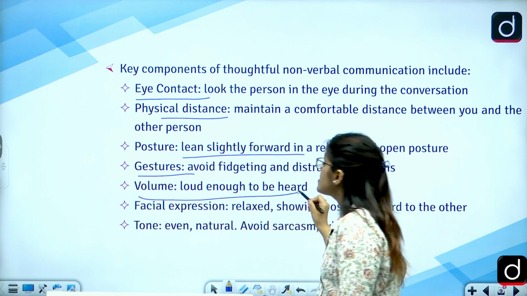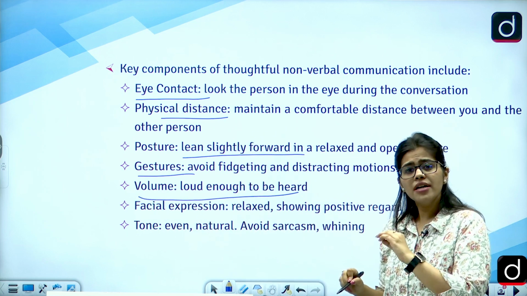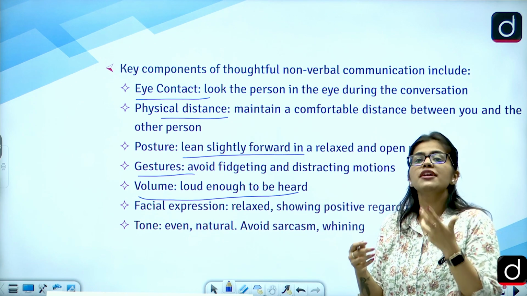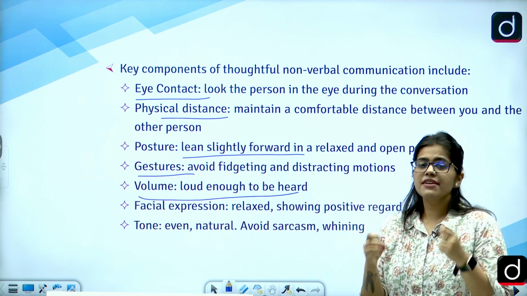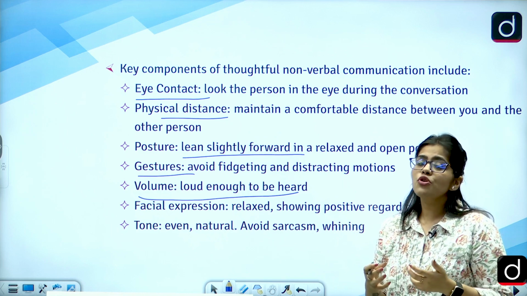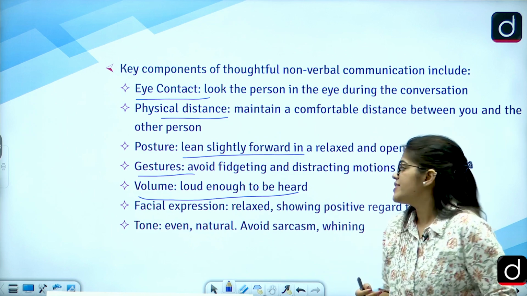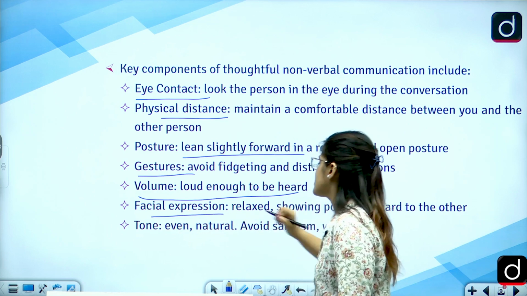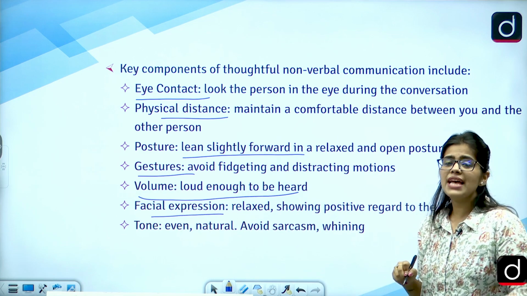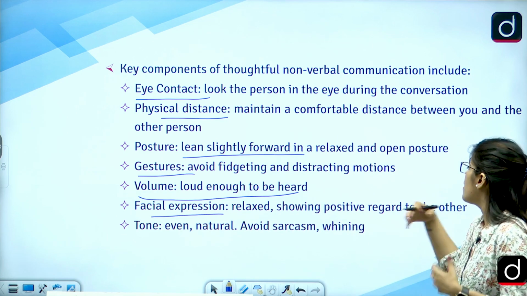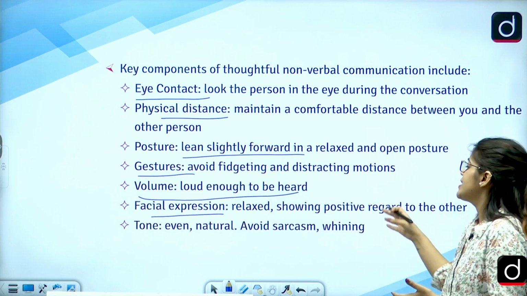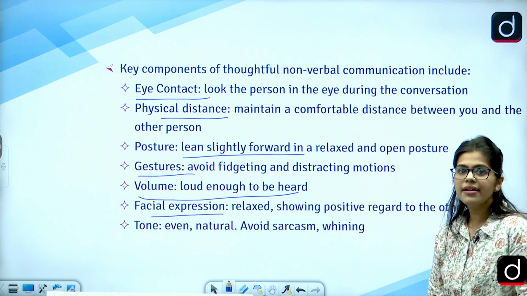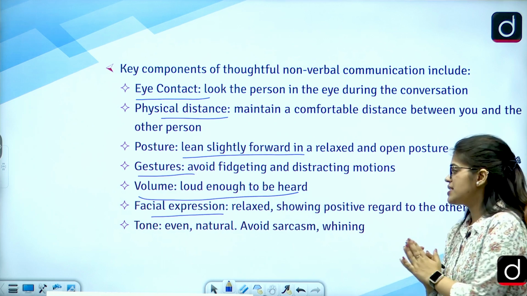Volume. This means are you even loud enough to be heard? If you are whispering, this means that you have a lack of confidence. If you are stammering, it can also show that you are not that confident. Then comes your facial expressions. Your facial expressions can be relaxed. You can be showing a positive regard to someone. It can be that you are baffled, you are angry. All of these are the facial expressions.